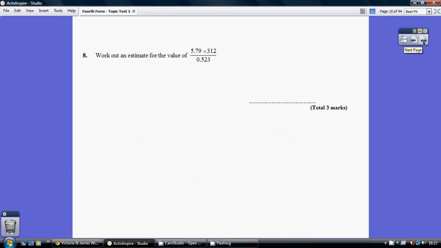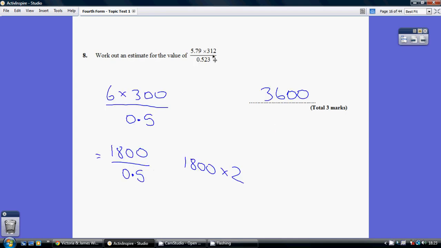Number 8. Start off by working out each to one significant figure. 6, 300. Now be careful, this is not 1, it is 0.5. 1 is just far too inaccurate. 1 is almost double 0.523. This has to be 0.5, but you're still following the rule of one figure which is not a naught.